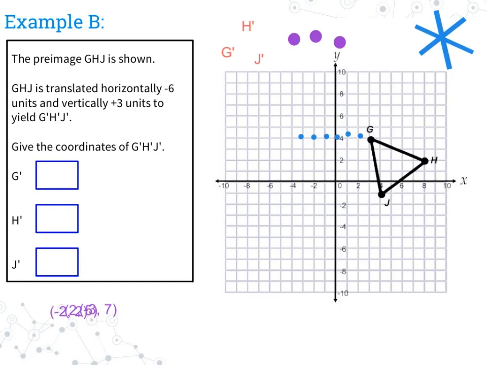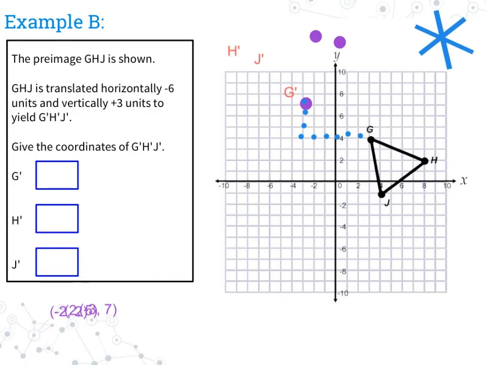Now it talks about going vertically 3 units, so I know since I'm adding 3, vertically means going up. So I'm going to count 1, 2, 3, and then I'm going to place my point for G prime right there. So I'm going to take a point, put it right where G prime will be, and bring down G prime to label it.